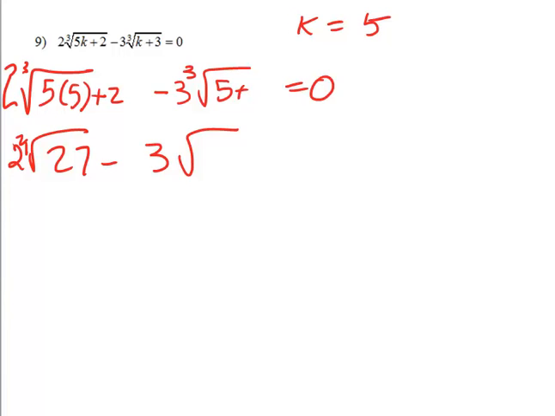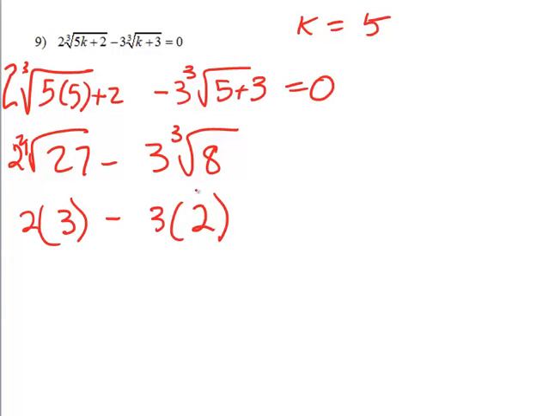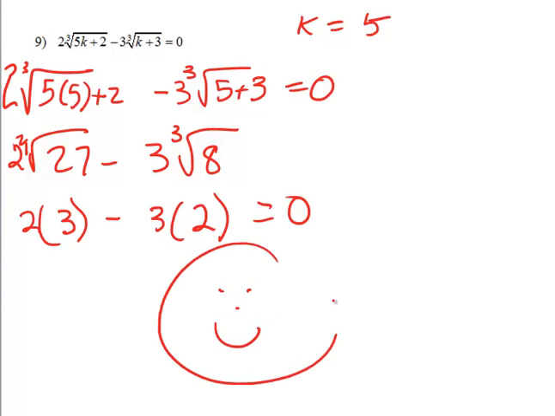When the back of your head starts saying you wrote something down wrong, pay attention to that and go back and fix it. And that's cube root. The cube root of 27 is 3, so 2 times 3 minus the cube root of 8, which is 2. So, that does equal 0, and we have a real solution.